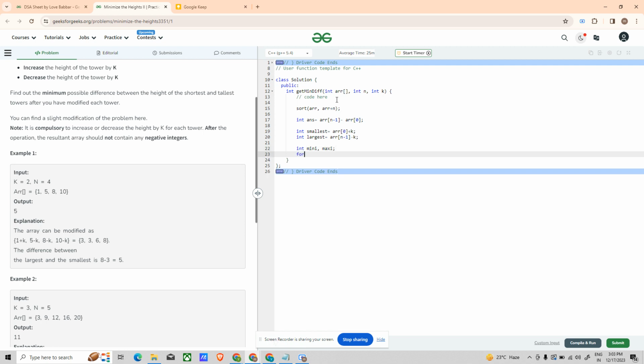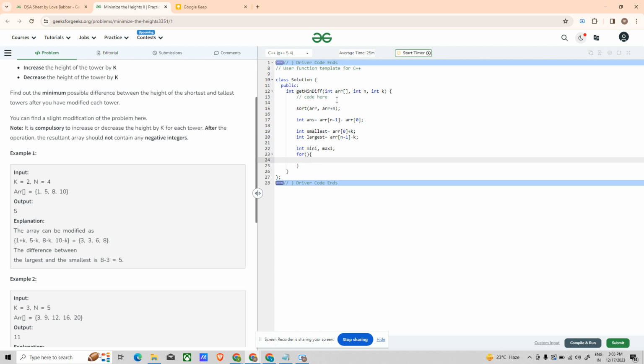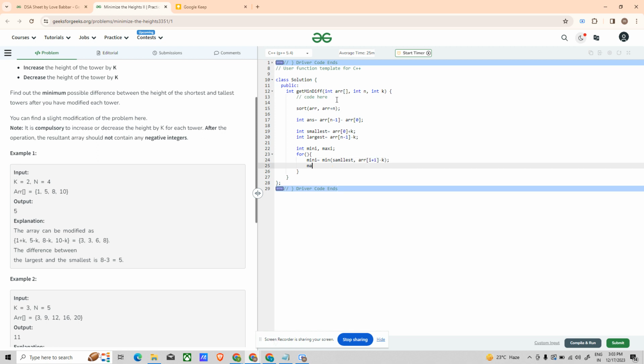And now run a loop. I will tell you from where to run the loop. Let's leave it. I say update mini and maxi accordingly. What was our mini? Our mini was minimum of smallest and ARR of I plus 1 minus k. And our maxi was max of largest and ARR of I plus k.